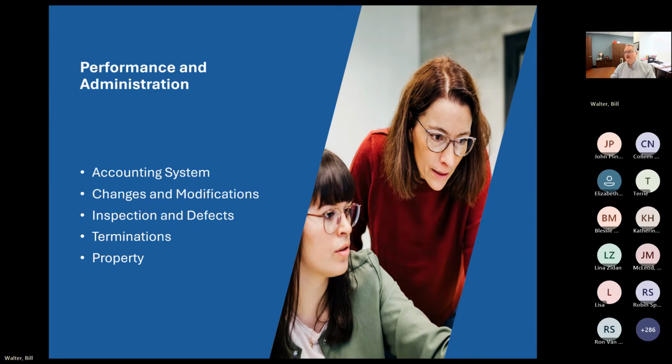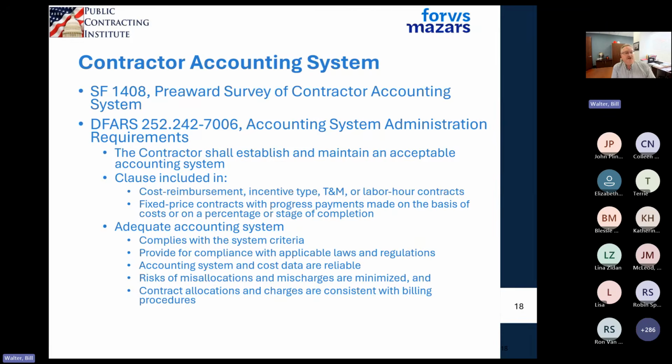So let's talk about the performance. Under a cost type contract, FAR 16.3 states that a contracting officer shall not, cannot, must not award a contract that's a cost type contract unless the contractor has an accounting system that is capable of accumulating costs under a cost type contract. So the standard form 1408 is called a pre-award survey of contractors accounting system.